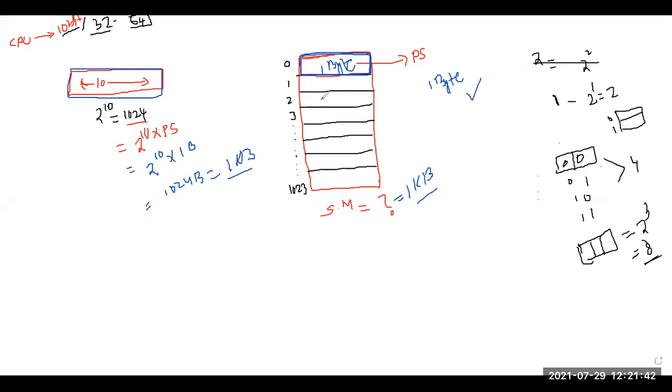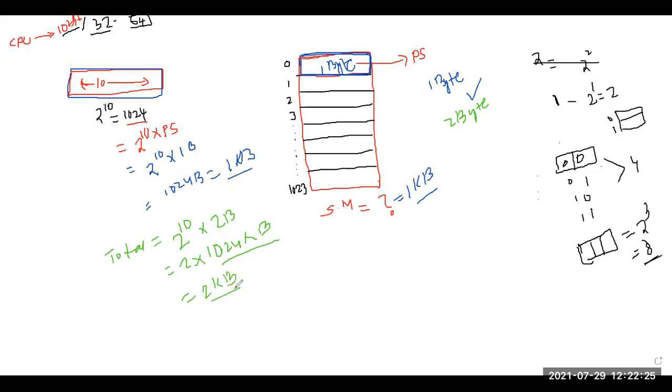If I say the system is 2 byte addressable, then what is the memory supported? Now here the total memory supported will be the total number of locations, which is 2 to the power of 10, into each location being how many bytes? 2 bytes. So it will be 2 into 1024 bytes. How much is this? We know that this is equal to KB, so it will be 2 KB. So it will be supporting 2 KB.